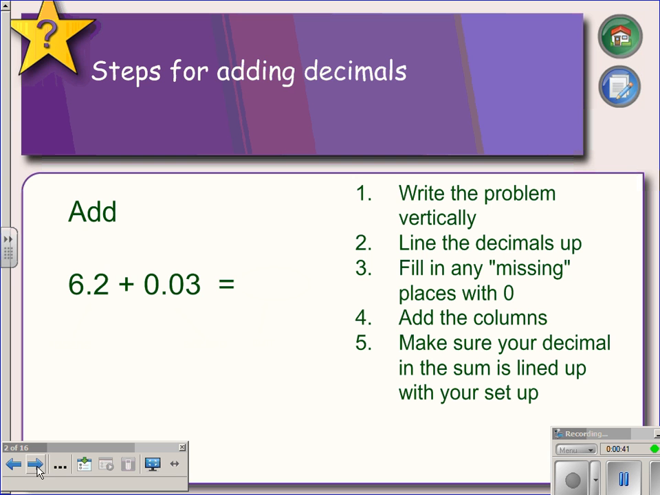When you are adding numbers with decimals, adding in general, you should notice that we have 2 addends here, and our answer to an addition problem is called a sum. The steps for adding decimals are: you want to write the problem vertically, you line up the decimals, you want to fill in any missing places with a 0, you add up the place value columns, and you just make sure your decimal is in the sum lined up with the way you set it up vertically.